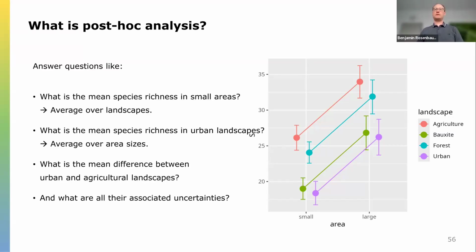So these questions, here are some examples. For instance, what is the mean species richness in small areas? Yeah, you would have to average over landscape levels, right? So some measure of average here of all the points here on the left in the small areas. So you're not only interested in this average, you're also interested in this uncertainty. So you always should have a measure of uncertainty or some spread or some credible intervals of all these quantities.